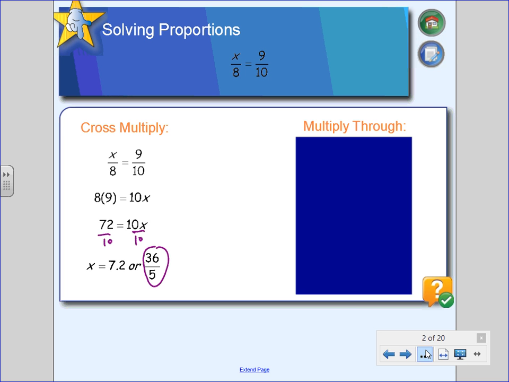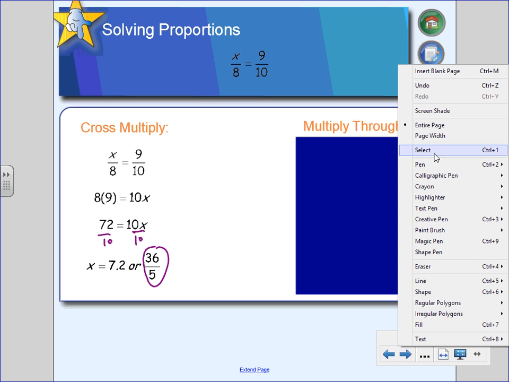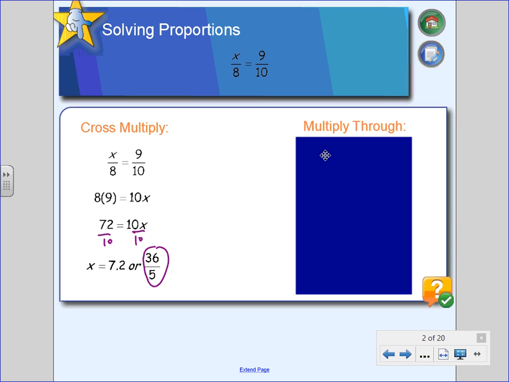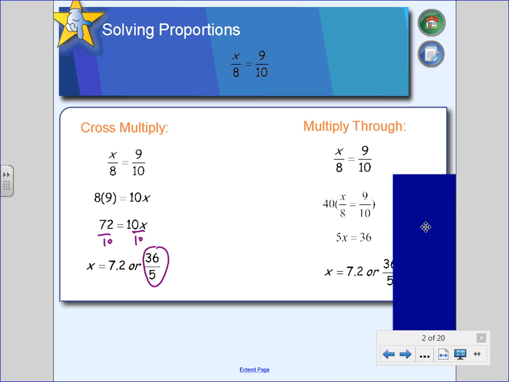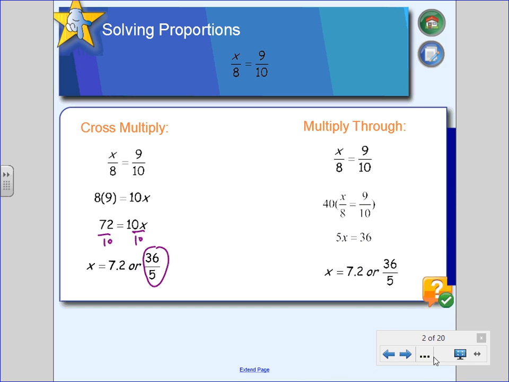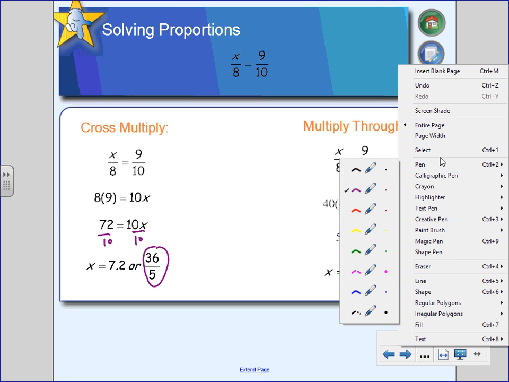So the method that we were using in Unit 1 was to actually multiply through. So if we look at this equation, it has the fraction denominators of 8 and 10, meaning that we could multiply through by a common denominator of 8 and 10, which is 40. And when we do that multiplication, we'll do a little bit of cross canceling here.